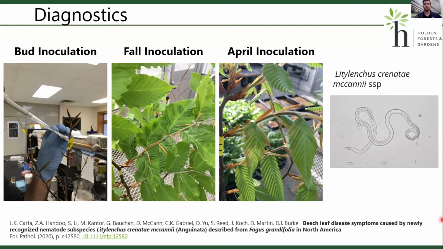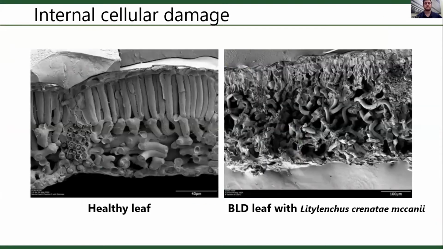And so really this was a really good start for us because it has taken years, in fact, to identify this Litylenchus crenatae mccannii. And some of the results of that are, again, looking into the damage that's caused. This is a cross section of a leaf. Again, really awesome microscopy photos here. Healthy leaf structure on the left. And then on the right, it is just astounding.